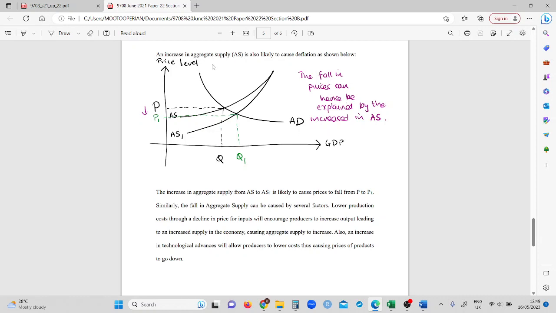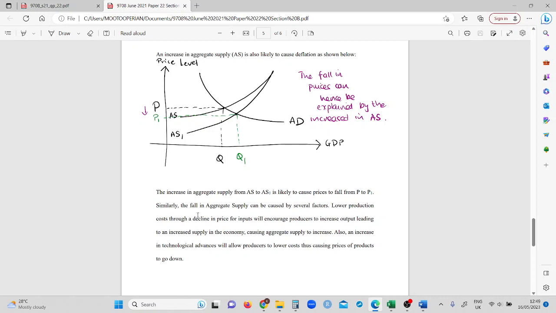An increase in aggregate supply is also likely to cause deflation, as shown below. Here we see that prices are falling as a result of an increase in aggregate supply from AS to AS1. As the aggregate supply increases, the prices will fall from P to P1. So the increase in AS from AS to AS1 is likely to cause prices to fall from P to P1.